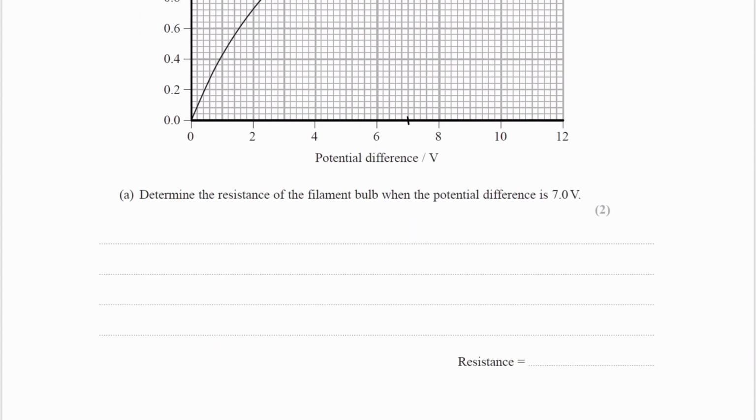And then if we divide our voltage by our current, we then end up with our resistance. 7 over 1.44 would end up being 4.86 ohms, so about 4.9.